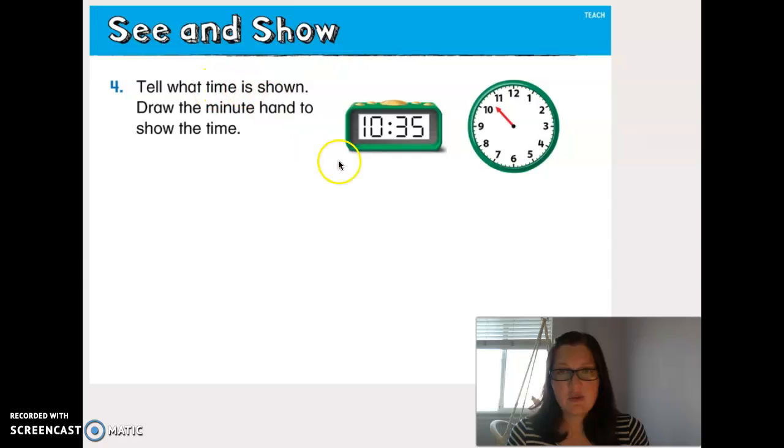And then it says tell what time is shown and draw the minute hand to show the time on this green analog clock. So we'd read what time this one says, 10:35, and we'd draw the matching minute hand. So we'd have to count around until we get to 35. Go ahead and do that. And that's where our minute hand should be pointing, this beautiful pink hand, pointing to the 7.